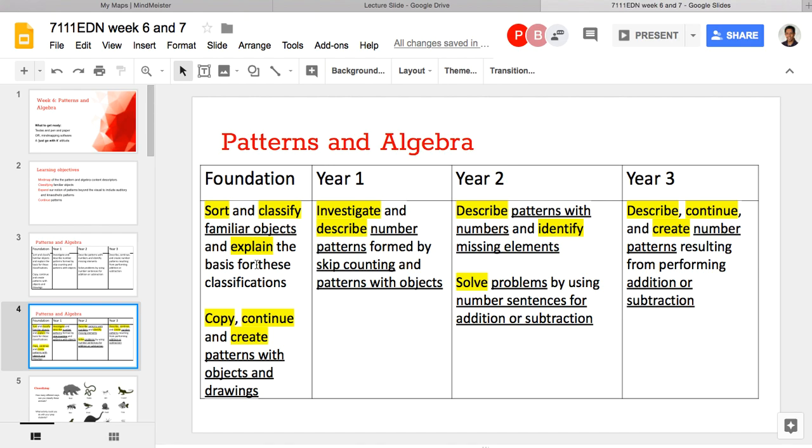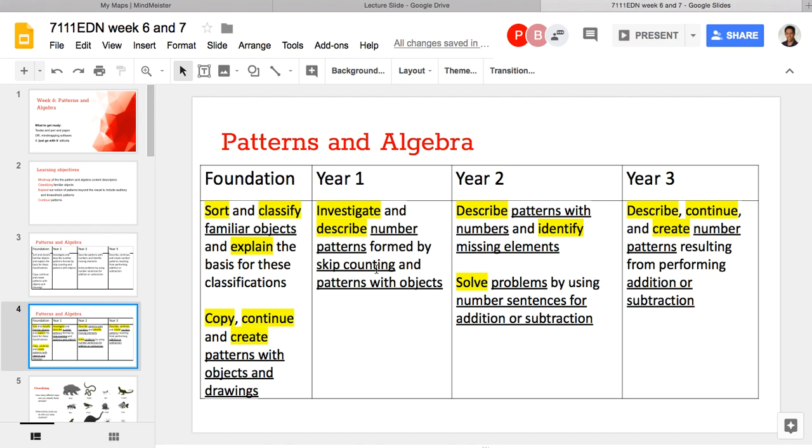So using toy cars, using blocks, using coloured counters and squares and so forth. So foundation is our little preppies. So we should be dealing with familiar objects. Year 1, they've learnt their numbers, and now we're starting to look at patterns within numbers. So we're starting to investigate those patterns.